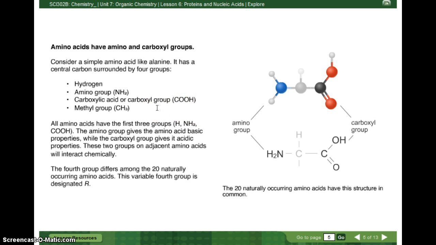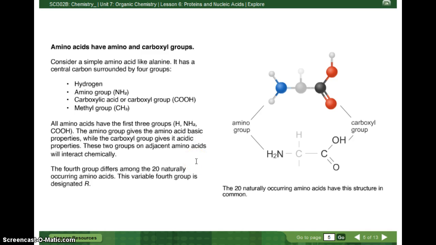It also has a methyl group, which is CH3. All amino acids have the first three groups, okay? So all amino acids have this. The amino group gives the amino acid basic properties, while the carboxyl group gives it acidic properties. So it's kind of like it's part base, part acid.